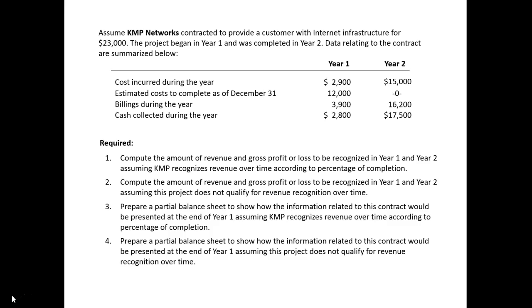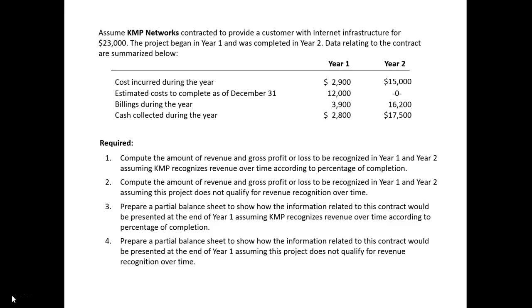The cost incurred during year 1, $2,900, year 2, $15,000. Then the estimated cost to complete as of December 31st in year 1 was $12,000, year 2, 0. Billings during the year, $3,900, year 2, $16,200. Cash collected during the year, $2,800 in year 1 and $17,500 in year 2.